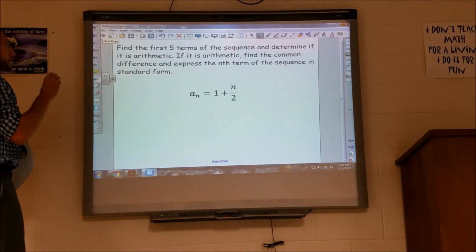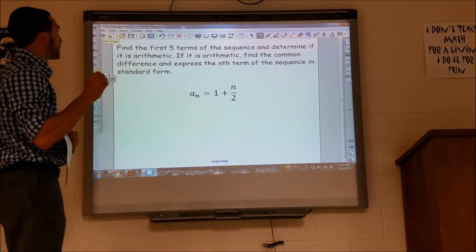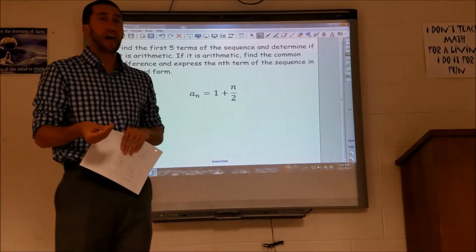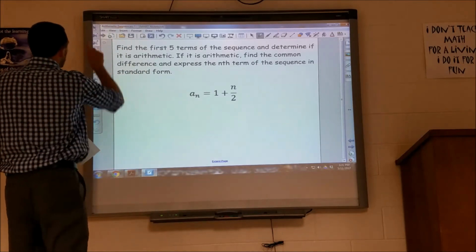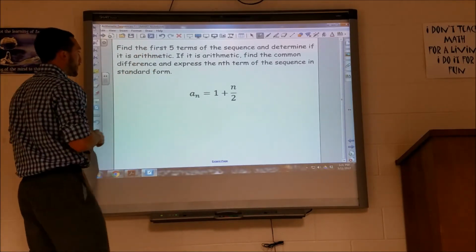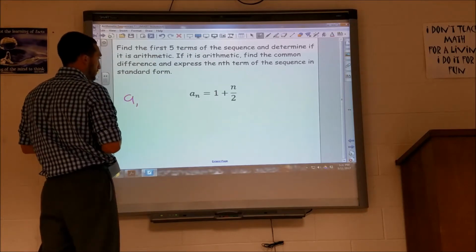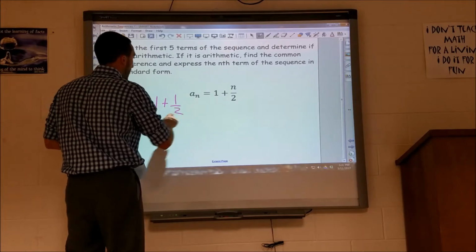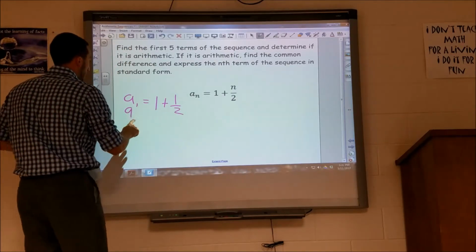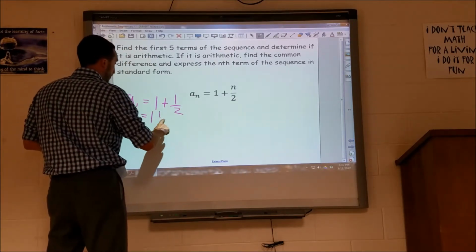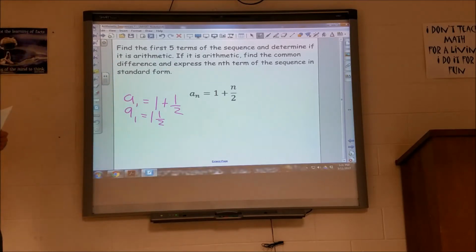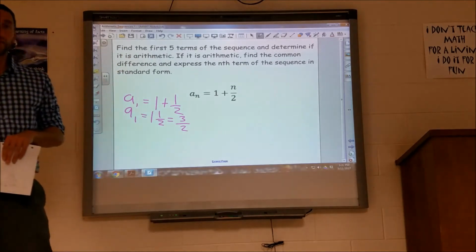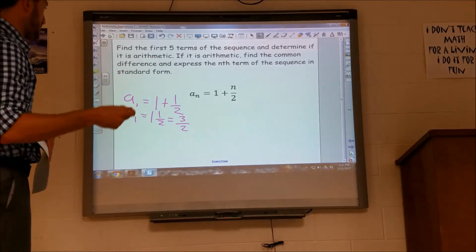Now they want me to find the first 5 terms of this sequence, determine if it's arithmetic, and if it is, find the common difference, and then find the nth term. So first 5 terms. a sub 1 is equal to 1 plus 1/2. So my a sub 1 is equal to 1.5, or if I wanted to put it in fraction form, 3/2, since if I got a common denominator and added them, I get 3/2.